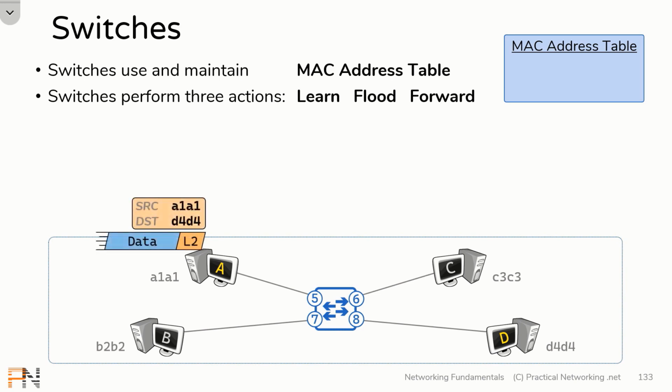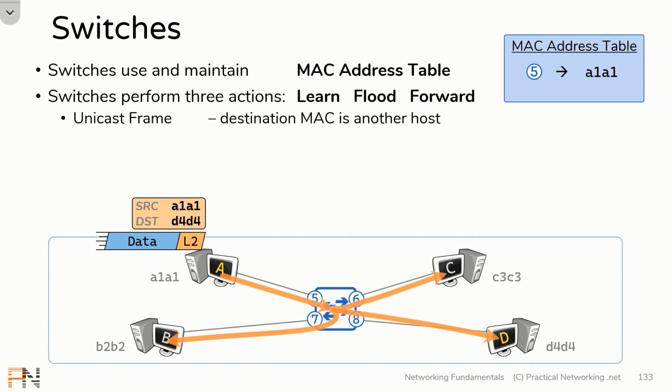In the last video, we showed you how host A sent this frame to host D. We showed you that when host A put that frame on the wire, it arrived on port 5, which allowed the switch to learn this entry in its MAC address table, and then the switch had to flood this frame because it didn't know where the MAC address D4D4 existed. Now this frame was a unicast frame. The definition of unicast is a one-to-one communication, and you can tell this is a unicast frame because the destination MAC is another host. But what if instead host A had sent a broadcast?